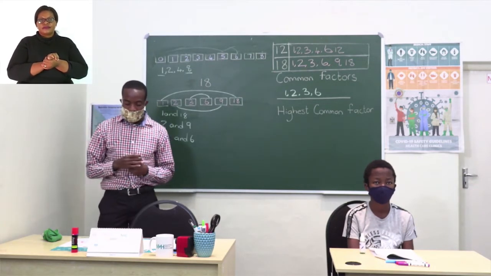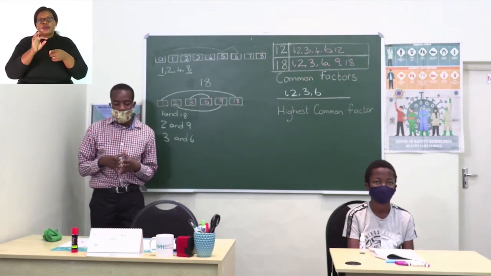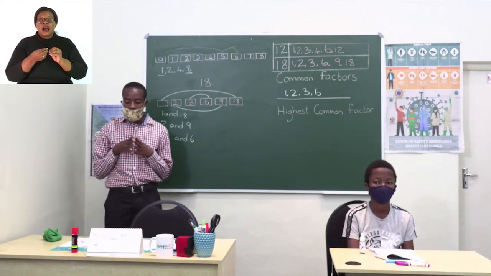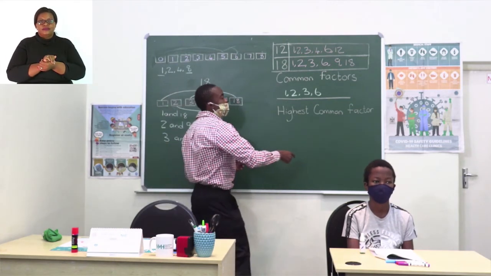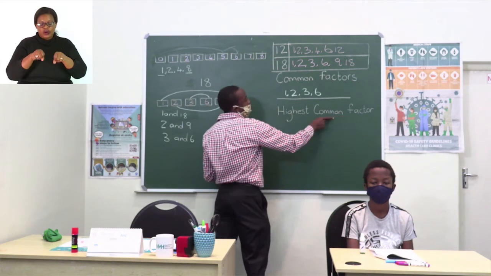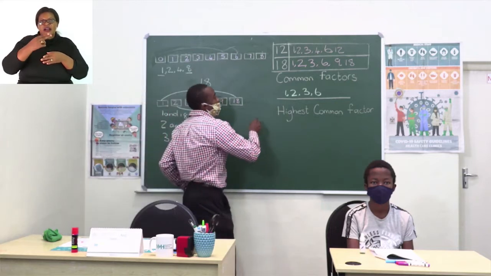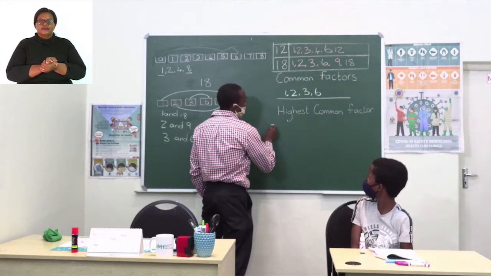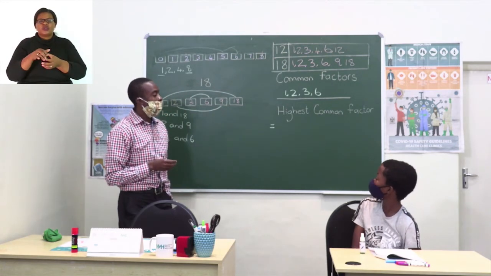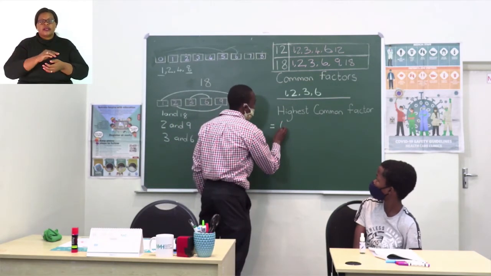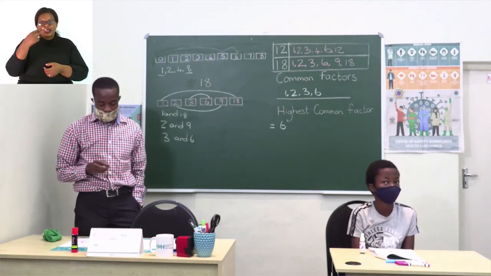Now C says, find the highest common factor. In other words, the biggest number among the common factors. All right? I always like saying, find the factor that is common, that is the highest. Now, when we look at these common factors, which one is the highest? 6. It is 6. So 6 is our highest common factor.